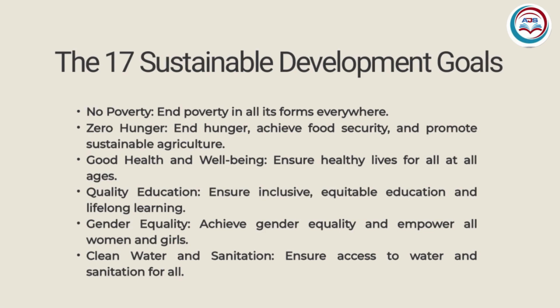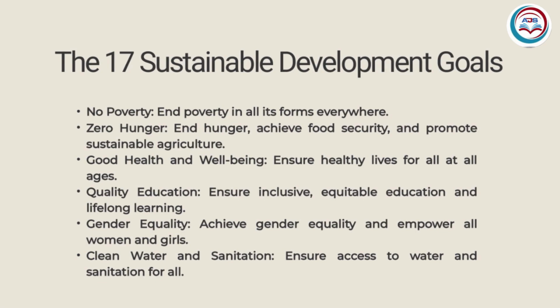First, we have No Poverty, which aims to end poverty in all its forms everywhere. This is about making sure everyone has the basic resources and opportunities they need to thrive. Next is Zero Hunger, focusing on ending hunger, achieving food security, and promoting sustainable agriculture, because no one should suffer from hunger or malnutrition. Moving on, Good Health and Well-being emphasizes ensuring healthy lives for all at every age. Health is the foundation for development, and everyone deserves access to quality health care.